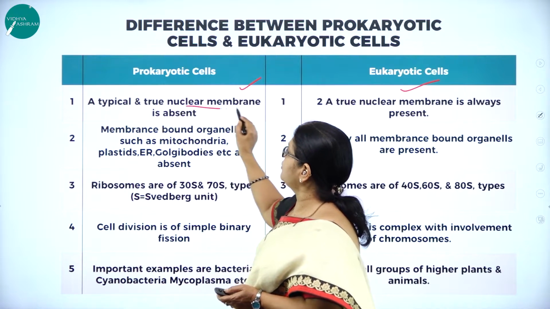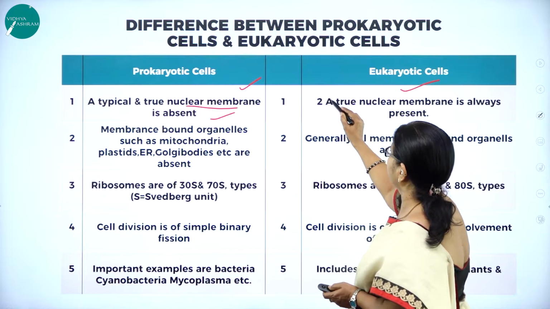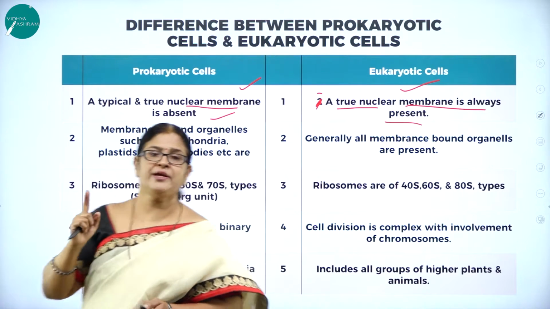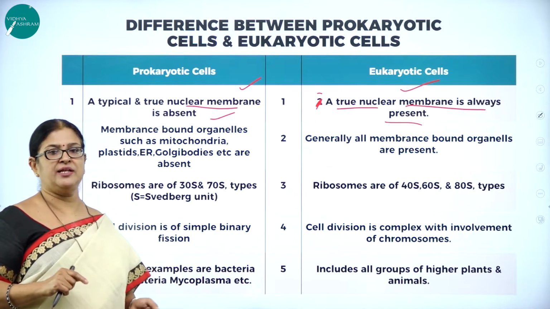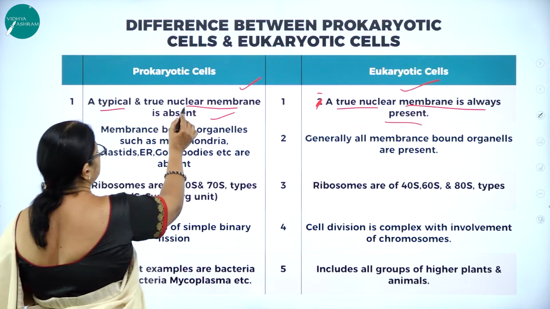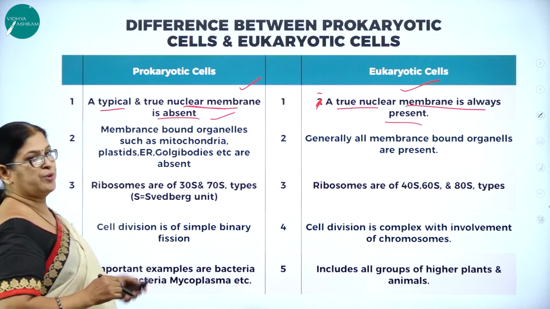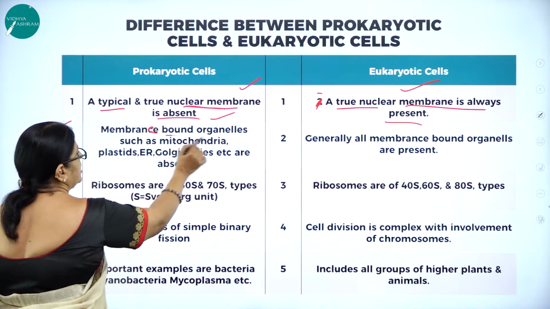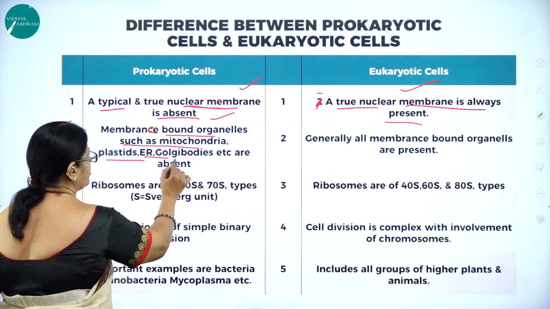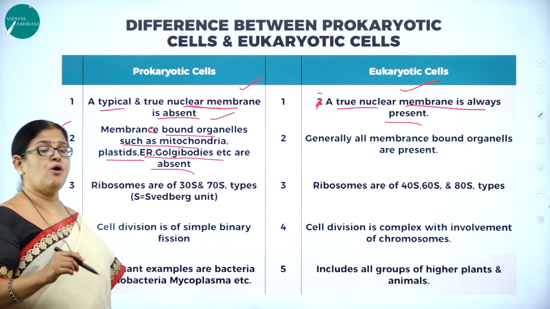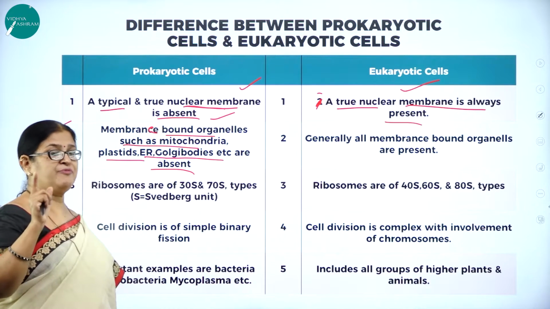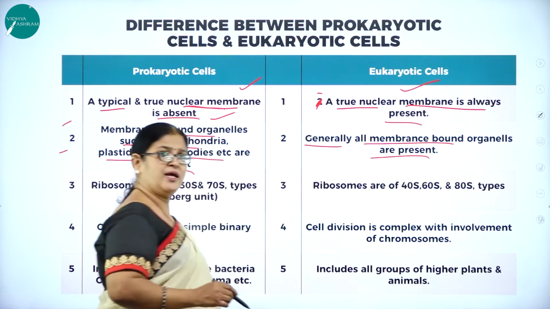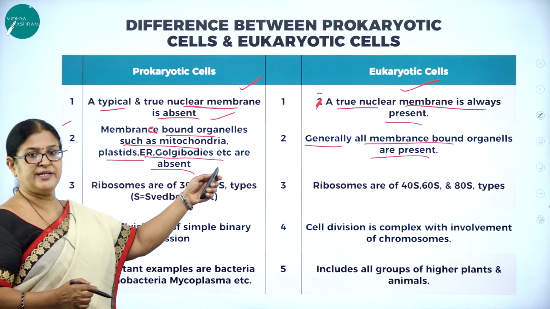A typical true nuclear membrane is absent here. Here a true nuclear membrane is always present. So what is the first very important difference between a prokaryotic cell and a eukaryotic cell? A true nuclear membrane is absent in the prokaryotic cell, but it is present in the eukaryotic cell. Membrane bound organelles such as mitochondria, plastids, ER, Golgi bodies, etc. are absent. As I said, all the cell organelles are absent except for the ribosomes. Here generally all membrane bound organelles are present.